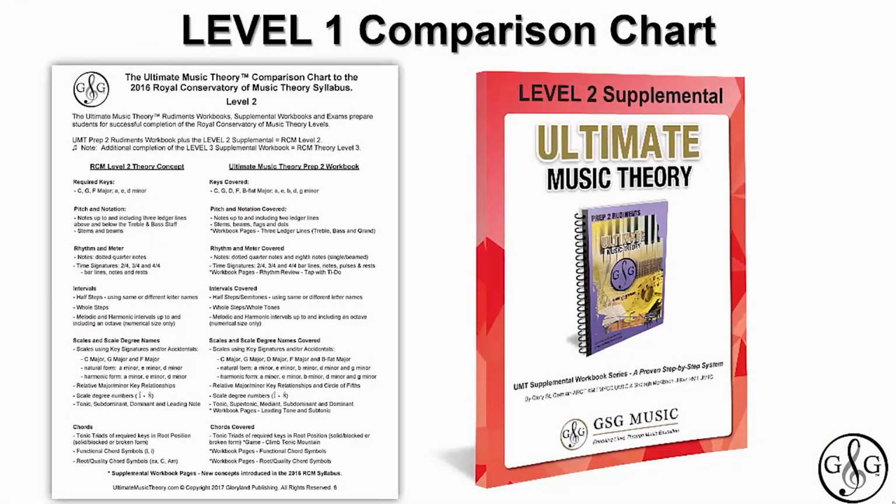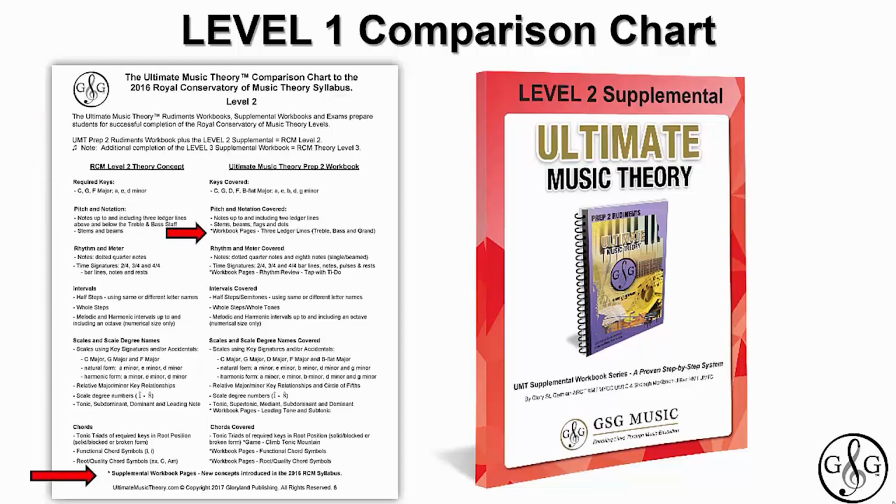The Level 2 comparison chart is found at the beginning of the supplemental workbook. Now this maps out the RCM Level 2 theory concepts with the UMT Prep 2 Rudiments workbook. The supplemental workbook pages are indicated with a star, and these are the new concepts introduced in the RCM theory syllabus. So we've made it easy for you.